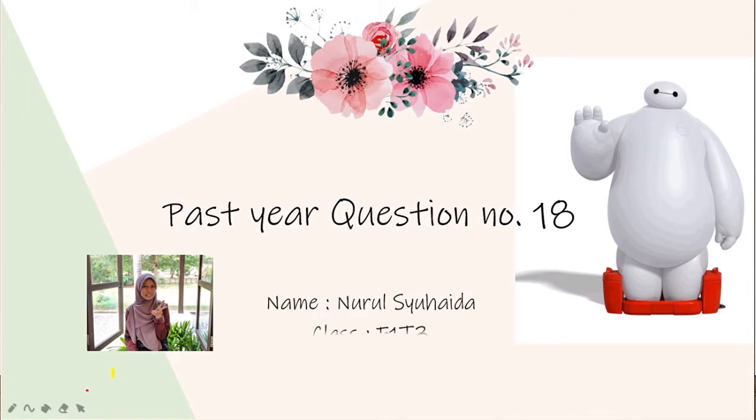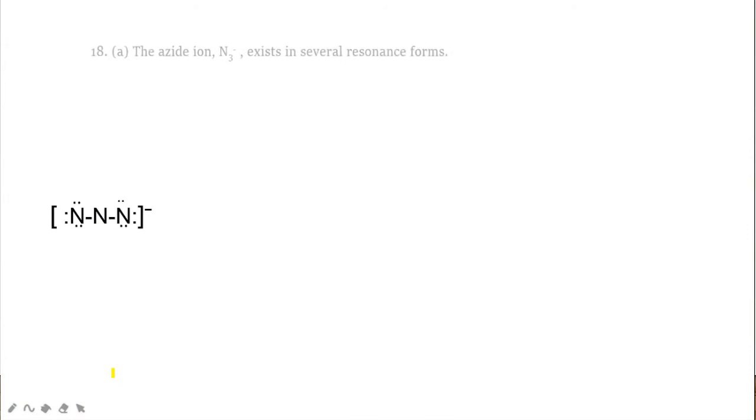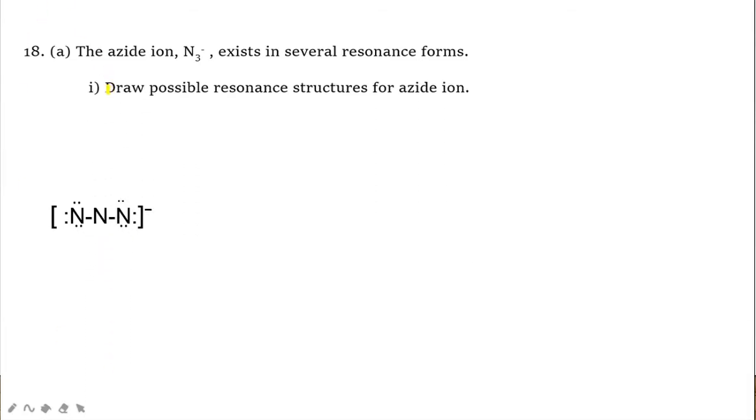Today I'm going to answer past year question number 18. 18A: The azide ion, N3 negative, exists in several resonance forms. Part one, draw the possible resonance structures for the azide ion.